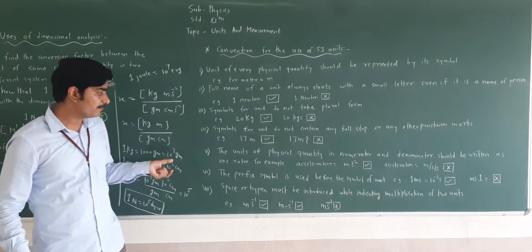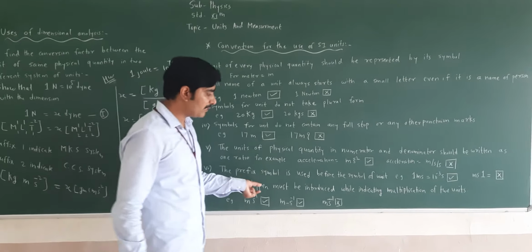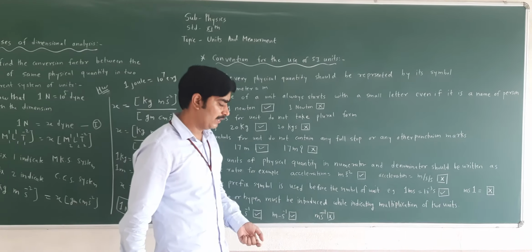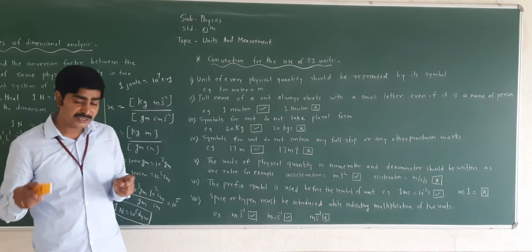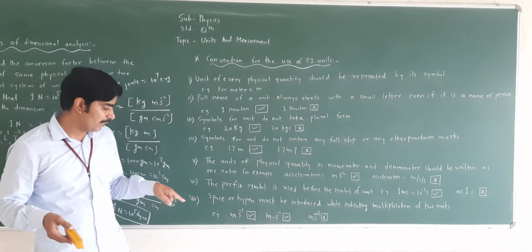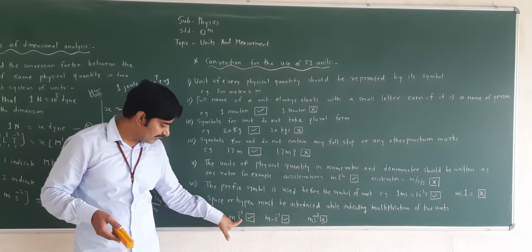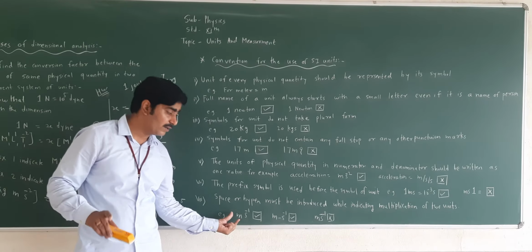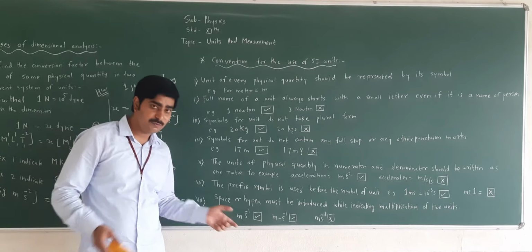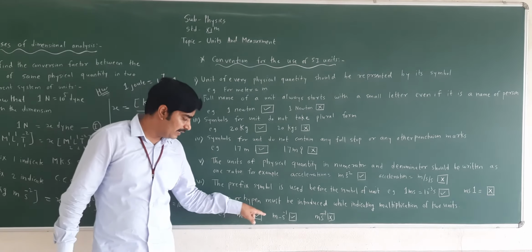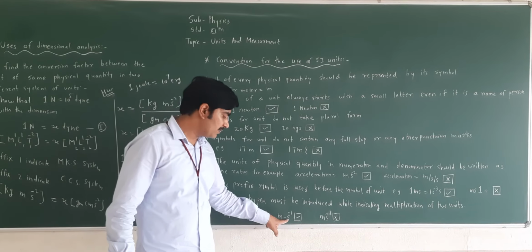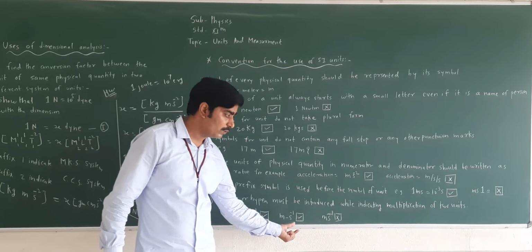Next, a space or hyphen must be introduced while indicating the multiplication of two units. Here we are writing the unit of velocity, meter per second. In meter and second, I have given some space. So friends, that should be observed very carefully, that we should keep some space. Here I am using the hyphen, that is also the correct method.